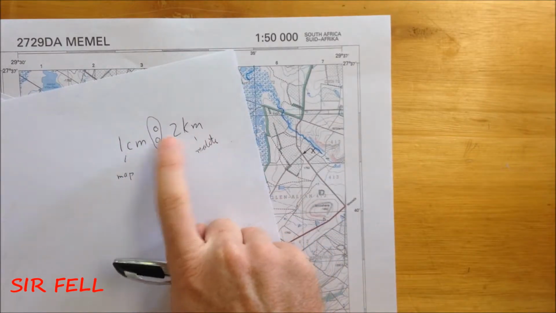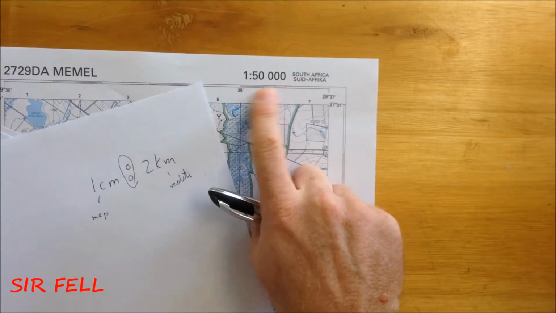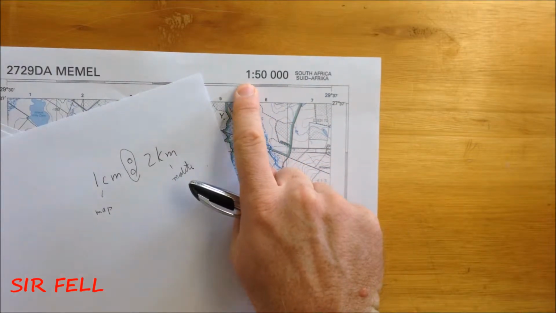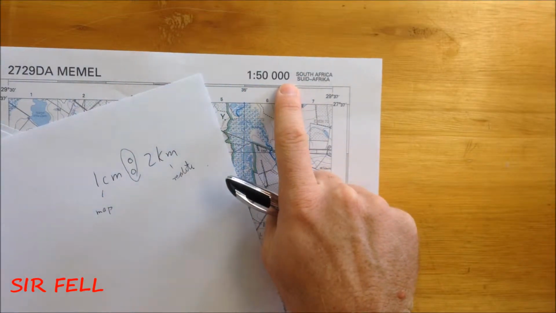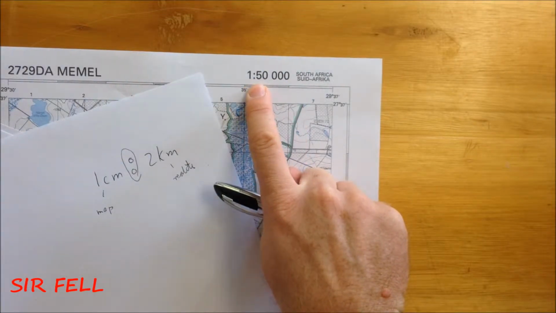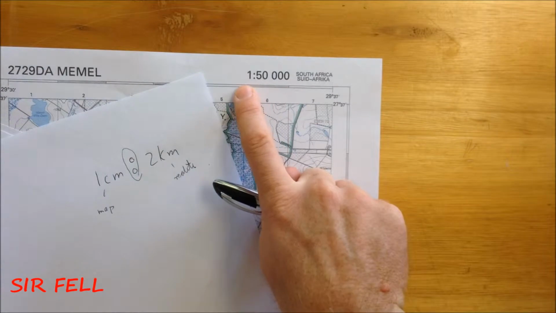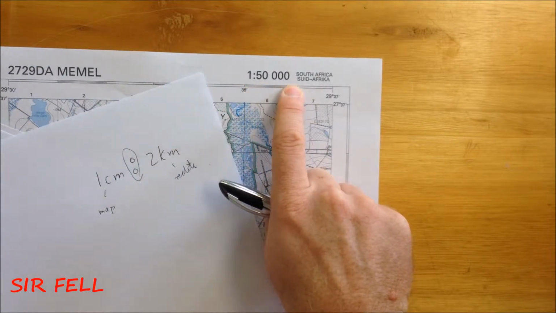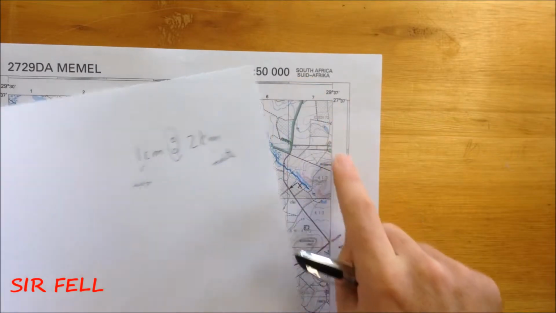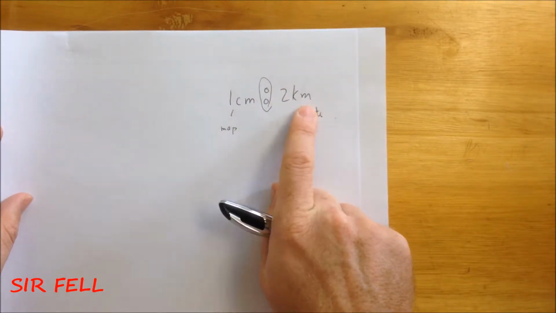If I don't give you the units, like you see on this map over here, then what this is saying is that 1 unit represents 50,000 of the same unit. So 1 centimeter represents 50,000 centimeters. 1 meter represents 50,000 meters. The units have to be the same. Again, in grade 8, I'm going to give you the units.